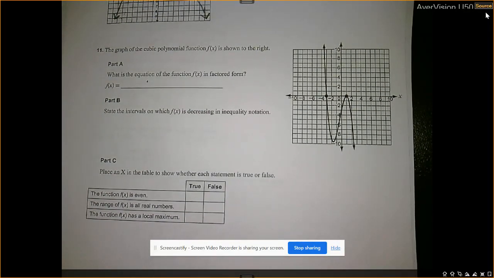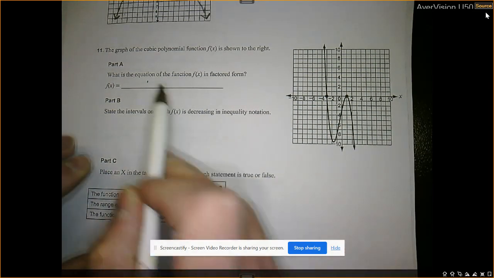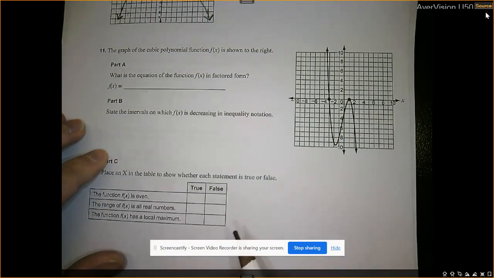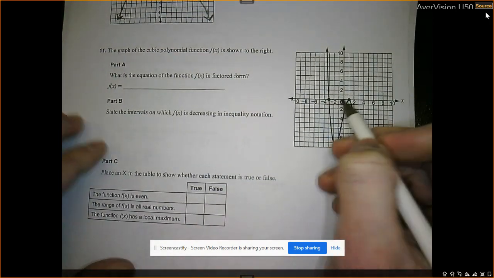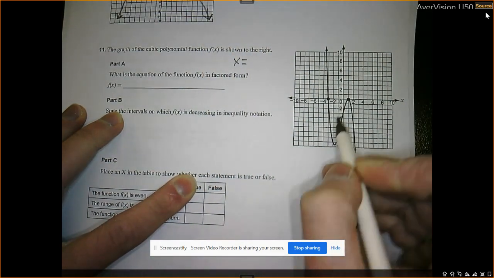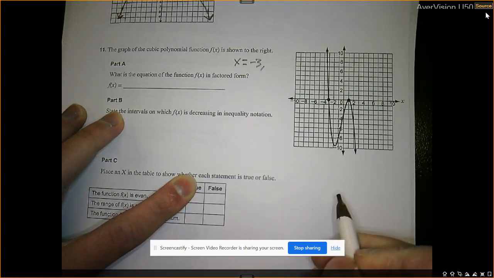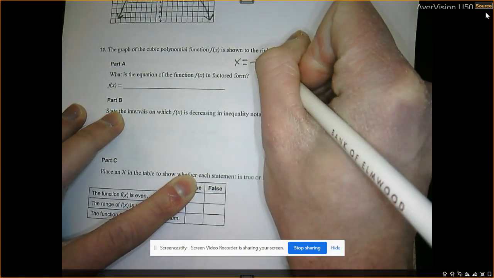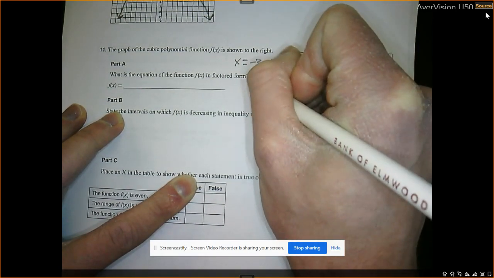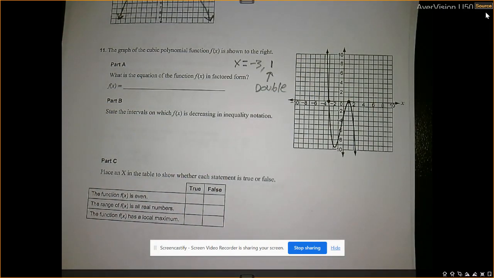Okay, number 11, it says we have the graph of a cubic polynomial, and we want to know the equation of the function in factored form. Based off of that, we want to know, well, what are the zeros? We have a 0 at negative 3, and we have a 0 at positive 1, and that's a double. So maybe I'll make note of that. We got a double root at positive 1.